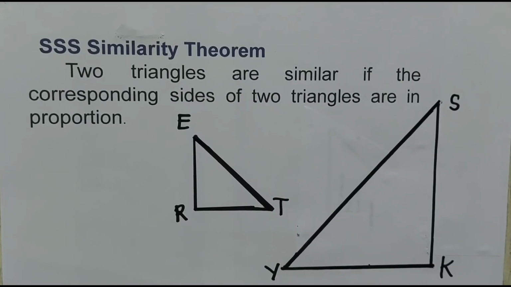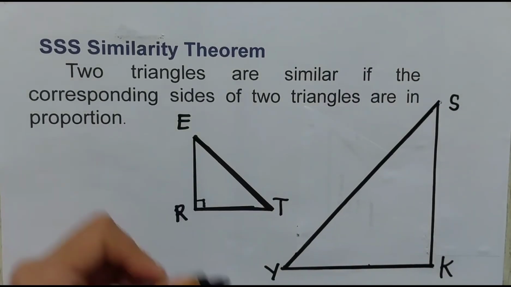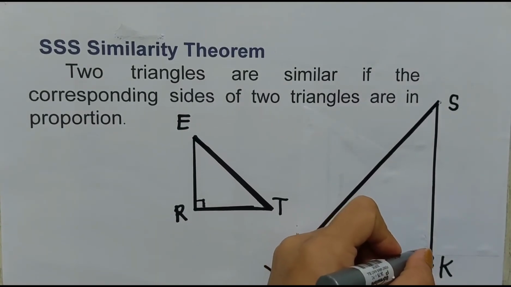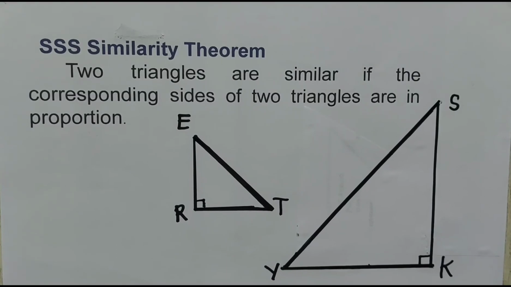So we have the SSS similarity theorem. Two triangles are similar if the corresponding sides of the two triangles are in proportion. Now, we have here triangle ERT and triangle SKY. So, how do we determine the corresponding sides of the two triangles for us to show that they are really similar? Now, these triangles are right triangles, so meaning angle R is a right angle, and then angle K is also a right angle.